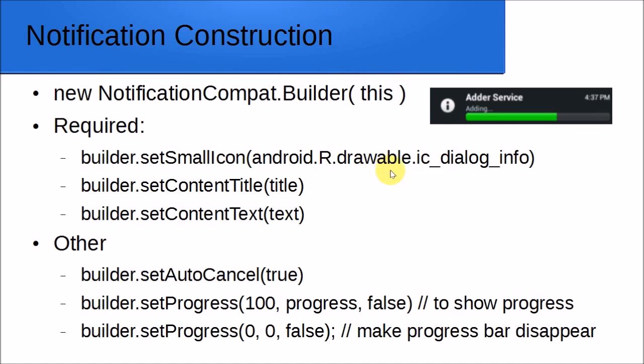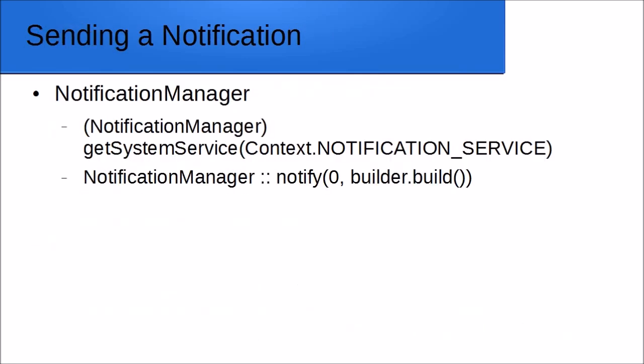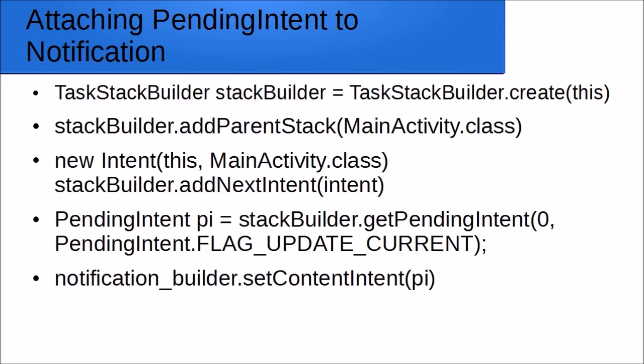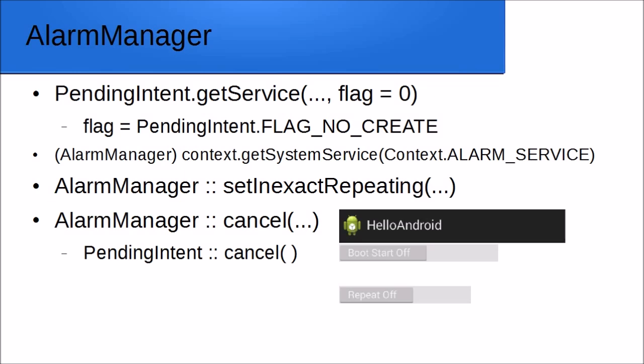So in this part, I'll write code where the service is slowly adding two numbers in the background. It's going to update the user through the notification. So I'll show you how to code notifications, with a couple of slides on that. And I'll talk about the alarm manager.